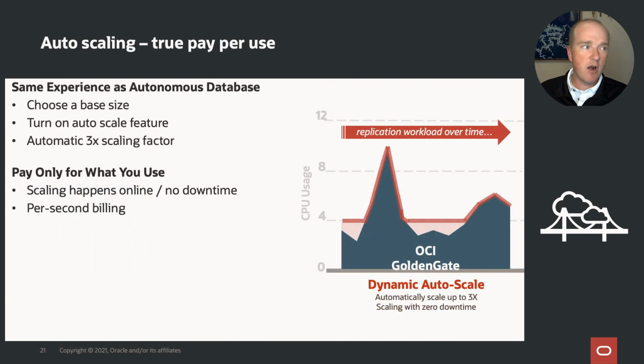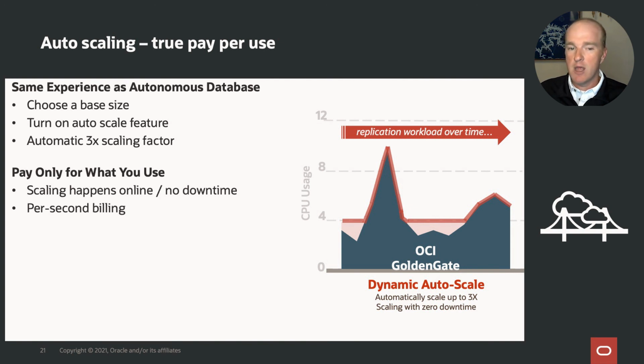We also have our auto scaling. The auto scaling is true pay for what you use, very similar to Autonomous Database we mentioned. You choose a base size. So in this graph, we chose 4. We turned on auto scaling. That would allow us to go from 4 up to 12 as needed. If we never need to, we never would be charged for those additional 8 OCPUs. But as we can see, as we need to, we would automatically scale up.